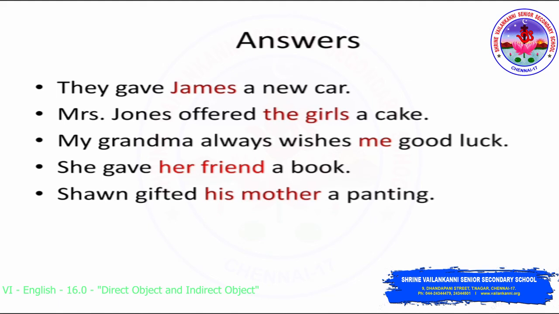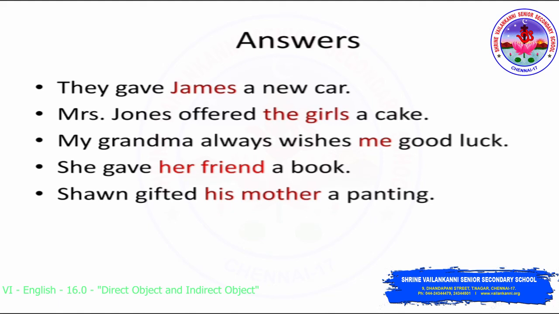Very good. Mrs. Jones offered the girls a cake. Mrs. Jones is the subject. Offered is the action verb. The girls is the indirect object. A cake is the direct object. Mrs. Jones offered a cake to who? The girls. Okay. My grandma always wishes me good luck. Me is the indirect object here, because my grandma always wishes good luck to who? To me. So me is the indirect object here.